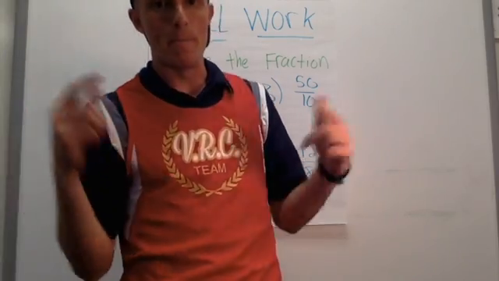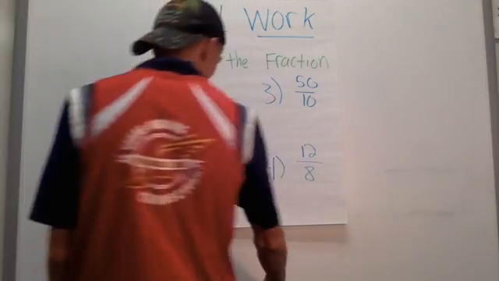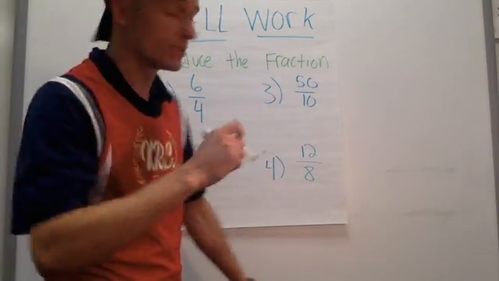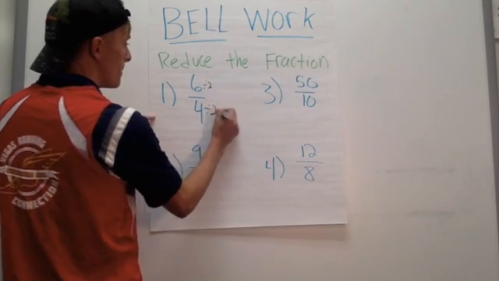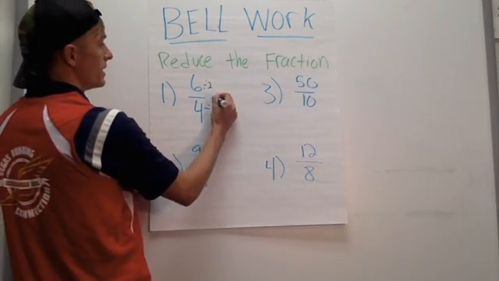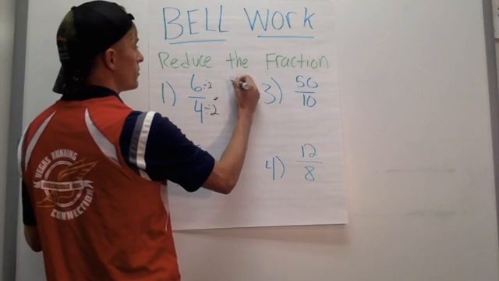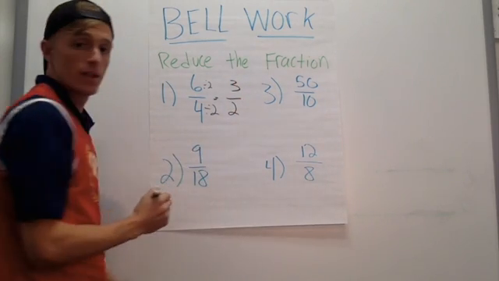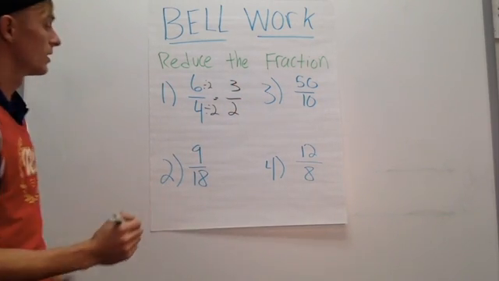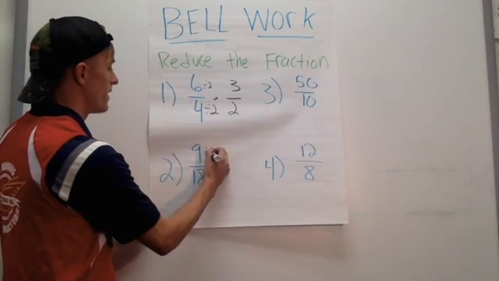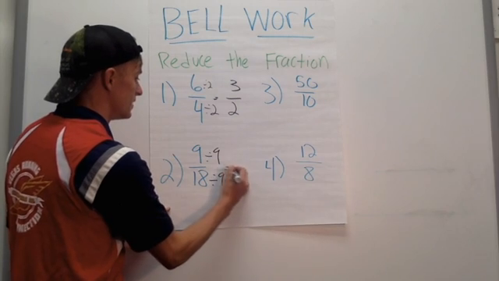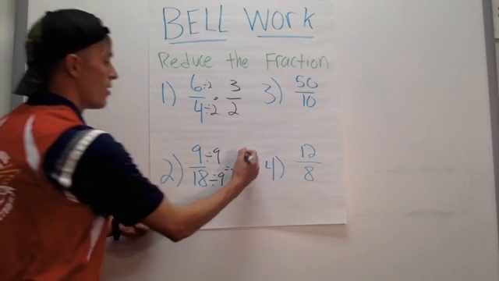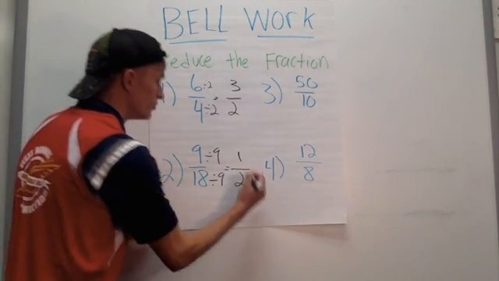Okay, welcome back. Let's go over how we reduce these fractions. For number 1, you should divide the top and the bottom by 2, and that gives you a final answer of 3/2. That is your reduced fraction. Number 2, you divide the top and the bottom by 9, which gives you a final answer of 1/2.